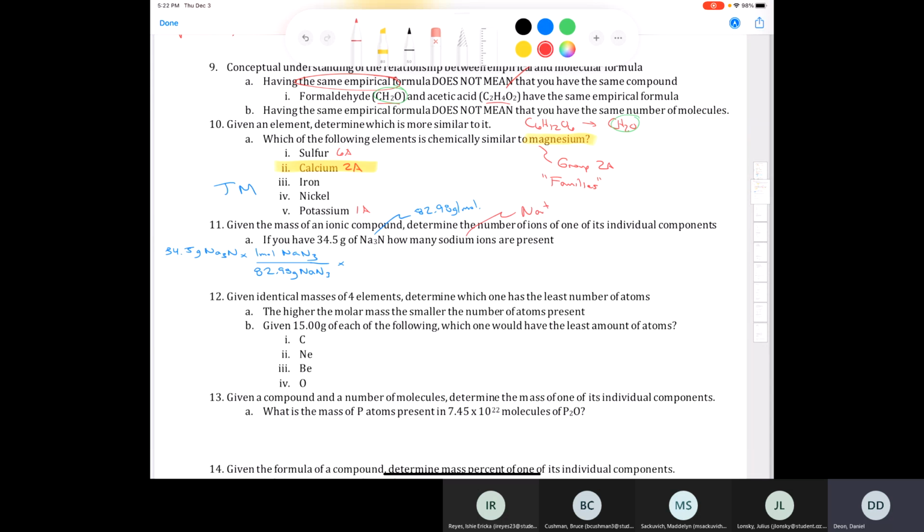And I'm sure that everybody who's hearing the sound of my voice is able to work that out. But what do we do next? If we were to stop here, we would simply have the number of moles of sodium nitride.